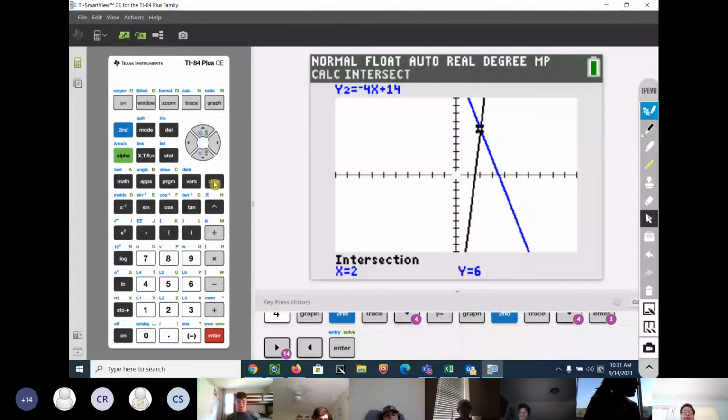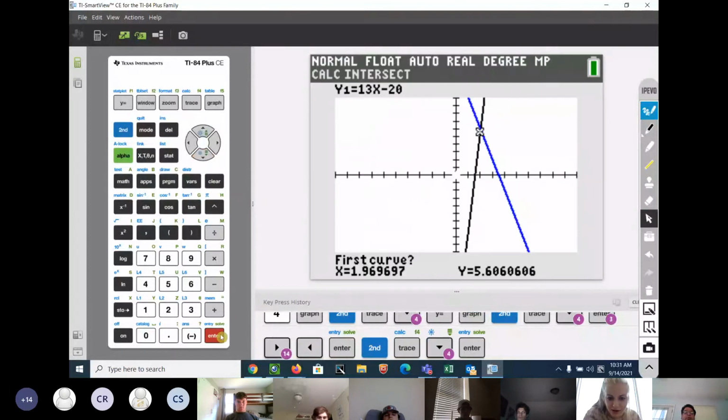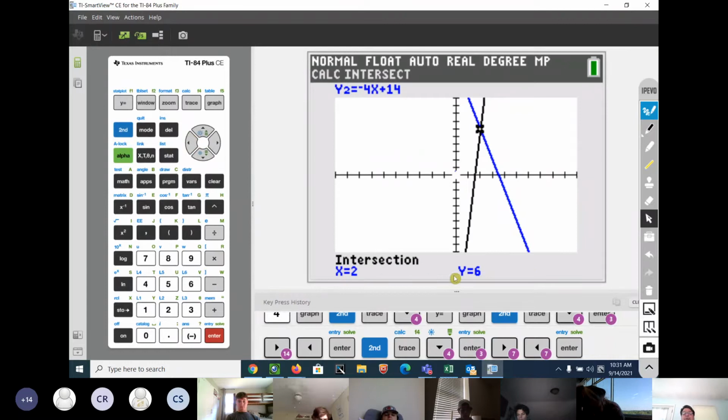So I'm going to go over it one more time. So I'm going to go second, trace, intersect, enter. First curve, yes. Second curve, yes. And then I'm going to move it around until you put that X right near the 2 where you think they're intersecting. And all that does, you don't necessarily have to do that. The reason you do it is so it will narrow the calculations down for the calculator. That's why you do it. And you hit enter, and there is your intersection, 2 and 6.